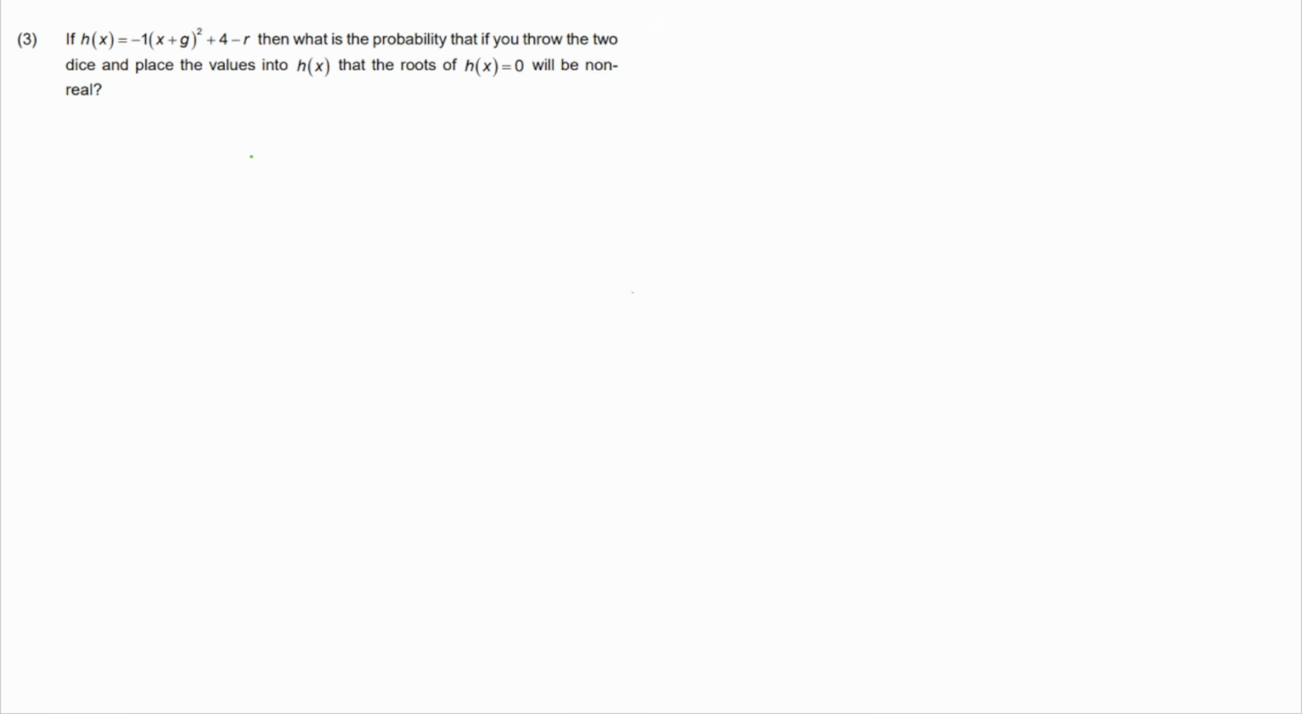What you also could have done here is look at the form of this parabola. It's given in turning point form. So the general look of it: we have a negative, so we know the general form is going to look something like this. We don't know exactly where it turns. It could turn here, there, or over here. But the main point is, when will the roots be non-real?